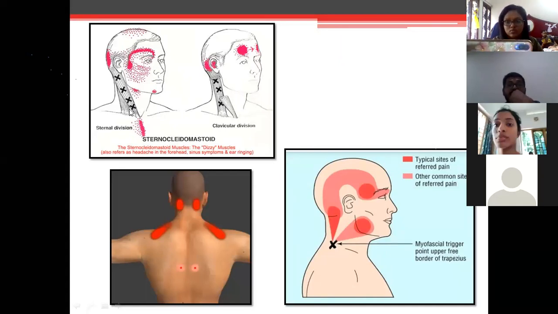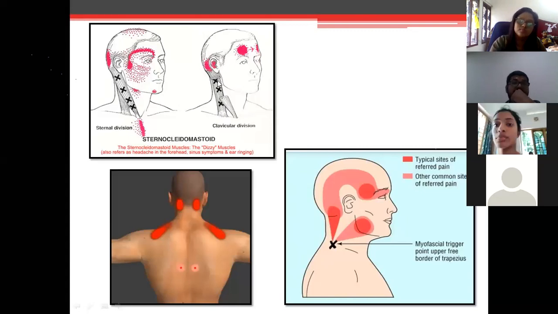If the trigger point is on the clavicular division, the patient may complain of ear pain or forehead pain. So suppose the patient complains of forehead pain and ear pain, you have to palpate the sternocleidomastoid, sternal division and clavicular division. Suppose this is the trigger point: whenever you touch this point, the patient immediately says that they have pain in the forehead, or pain in the ear. At that time you can realize that the actual source is not the ear or head, the actual source is the sternocleidomastoid muscle.